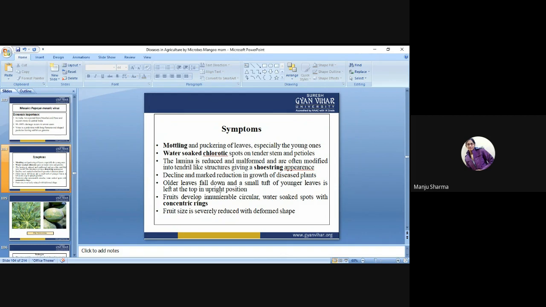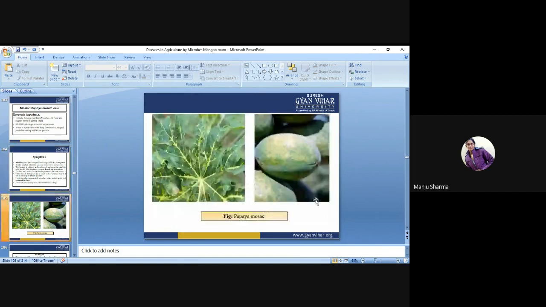Fruits develop innumerable circular water-soaked spots with concentric rings. The fruit size is severely reduced with deformed shape. Basically, these are the symptoms of the papaya mosaic disease. The midrib of the leaves becomes yellow in color, and the symptoms also appear on the fruit.